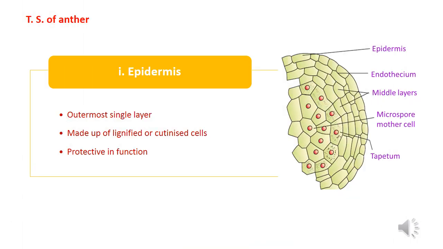The outermost layer of cells is known as epidermis. It consists of lignified or cutinized cells which are thin and flat. These are protective in function and involved in the protection of the entire anther. It covers all the 4 anther lobes as a common layer.